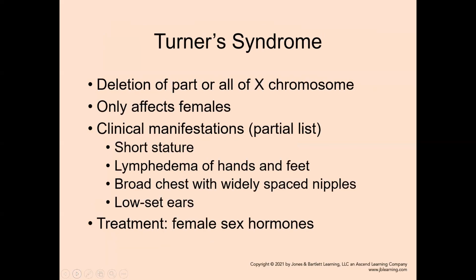Turner syndrome is where there is deletion of all or part of the X chromosomes. It only affects females. They have a short stature. They have lymphedema usually in their hands and feet. They have a broad chest with widely spaced nipples, low set ears. They often have decreased bone mass and increased weight. And another key feature is a horseshoe kidney. They also develop gonadal streaks and do not get their period. The treatment for this is female sex hormones.